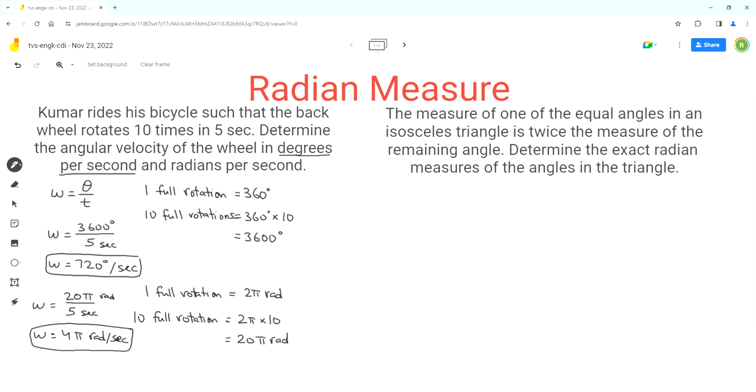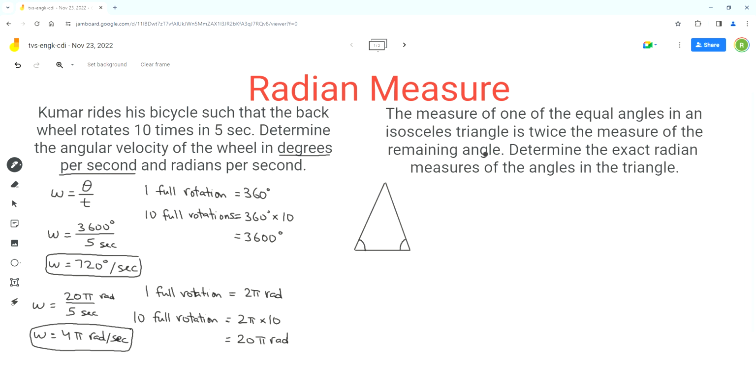As per the second problem, the measure of one of the equal angles in an isosceles triangle is twice the measure of the remaining angle. Determine the exact radian measures of the angles in the triangle. So for this problem, we have to analyze an isosceles triangle. Now, an isosceles triangle is a triangle in which two sides have equal length. So the first step is to draw an isosceles triangle. So this can be an isosceles triangle in which these two angles are equal to each other.